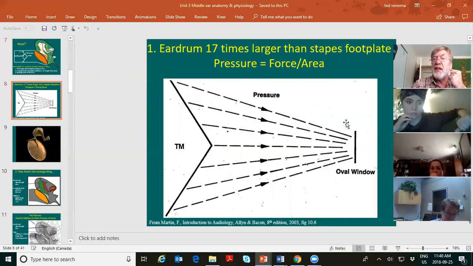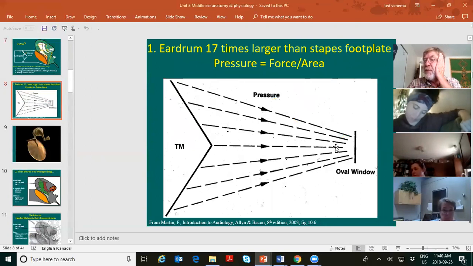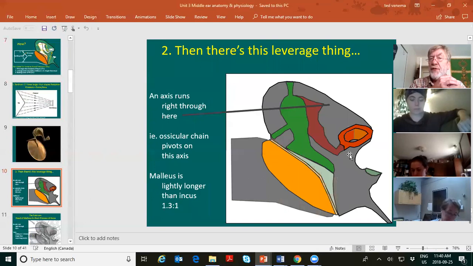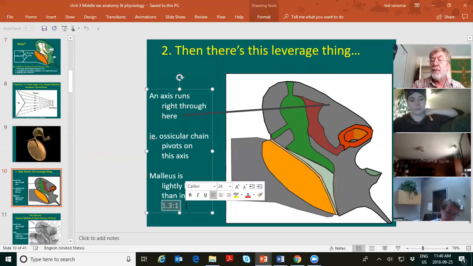The size of the eardrum relative to the size of the stapes. Force against your hand isn't much pressure. Force against your fingertip, lots of pressure. So the size of the drum relative to the footplate of the stapes is the biggest way that the middle ear increases sound pressure. The second way is the leverage action of the ossicles. The malleus is a little bit longer than the incus, and the ratio is 1.3 to 1.